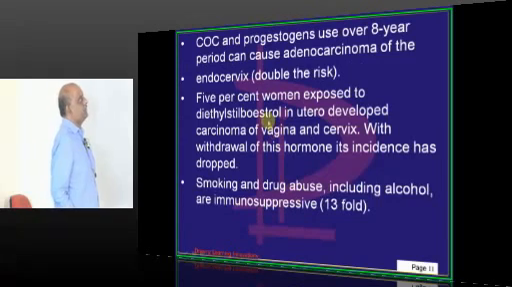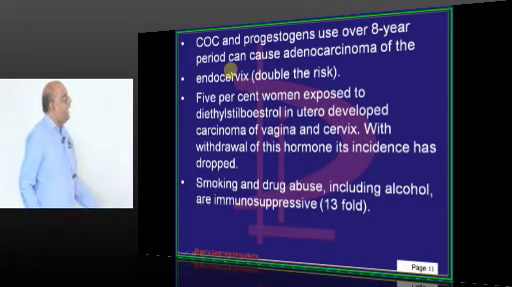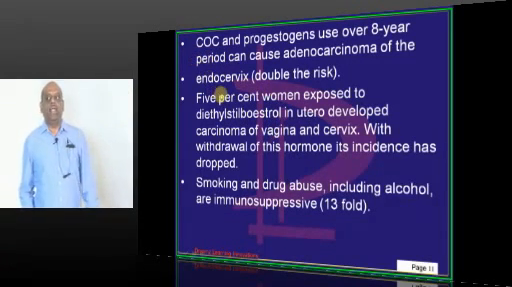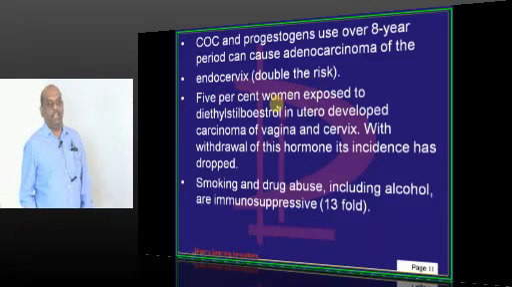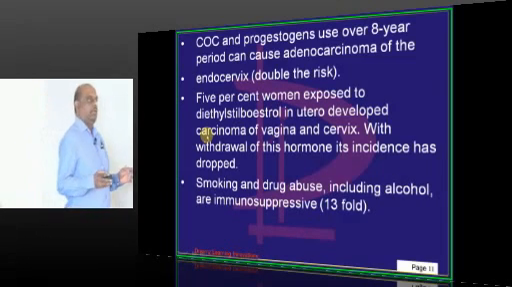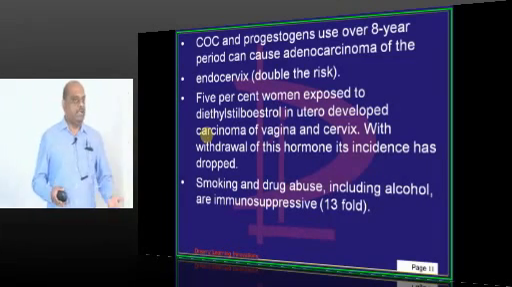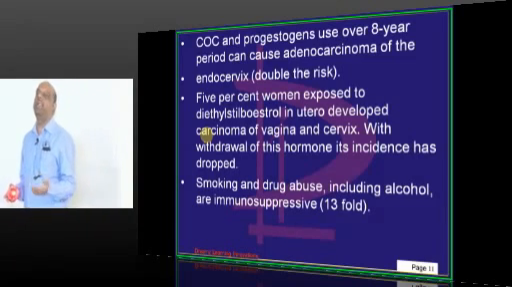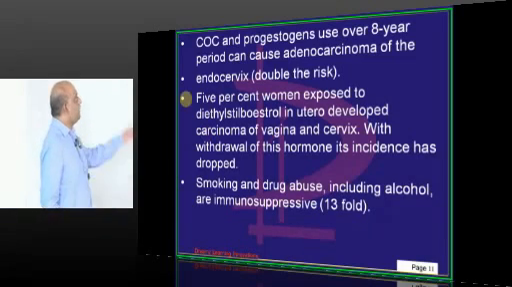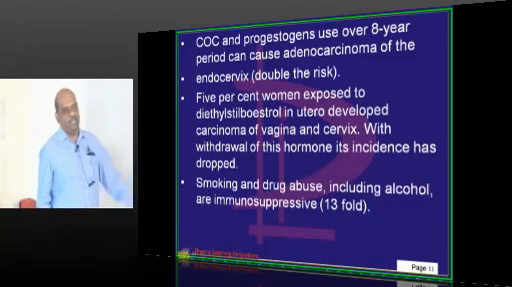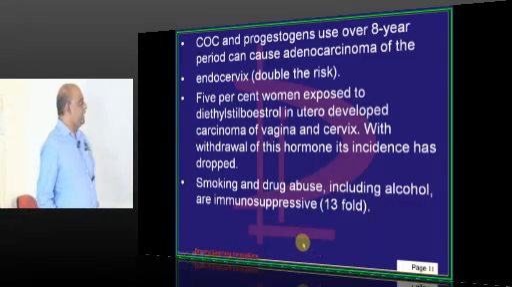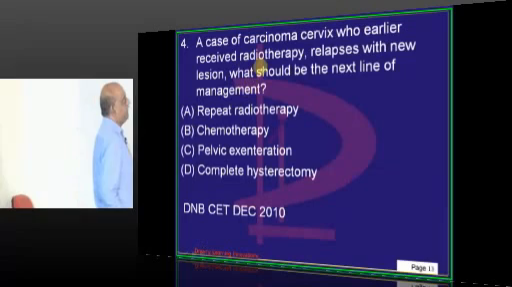personal hygiene, poor socio-economic status, and those who take combined oral contraceptive pills, they are at the risk of developing endocervical cancer. Two types of cancer. Ectocervix, you have squamous cell carcinoma. Endocervix, you have adenocarcinoma. So that is predisposed by the combined oral contraceptive pills, etc. I'll leave the literature for you.